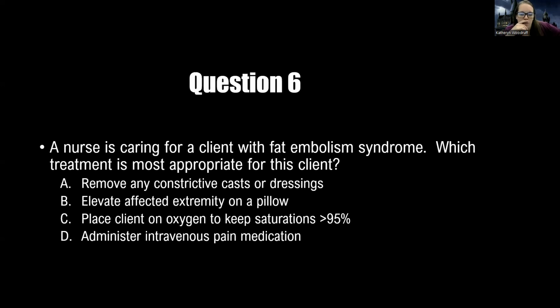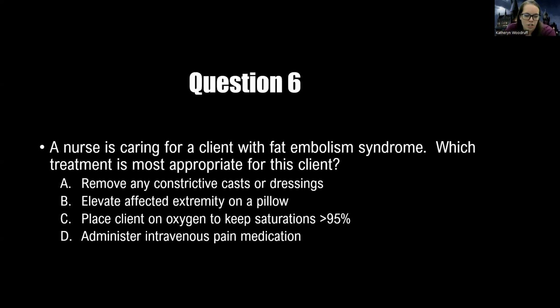Elevate affected extremity on a pillow. This is talking about fat embolism. There's some fat floating around in my body. I don't see how elevating the extremity is going to help, because this is not an extremity problem. Compartment syndrome is an extremity problem. Fat embolism syndrome is more of a systemic thing. I don't think that's going to necessarily help, but I'm going to keep going.